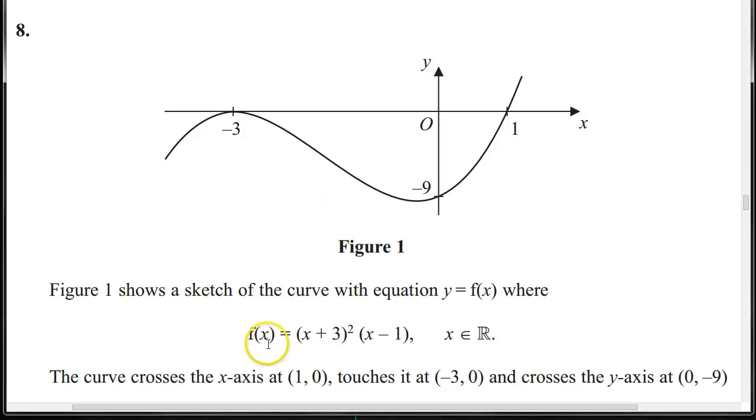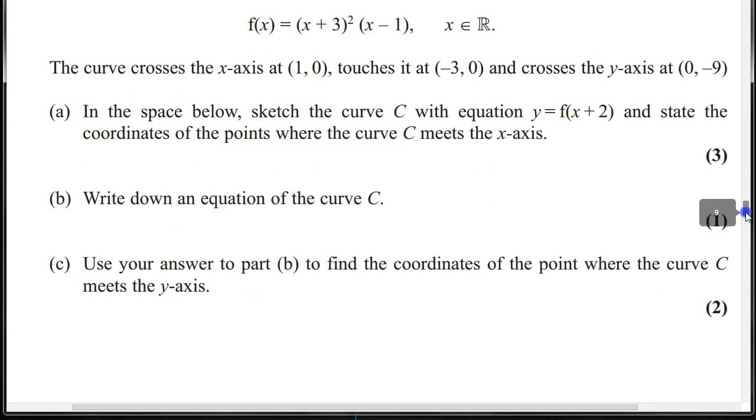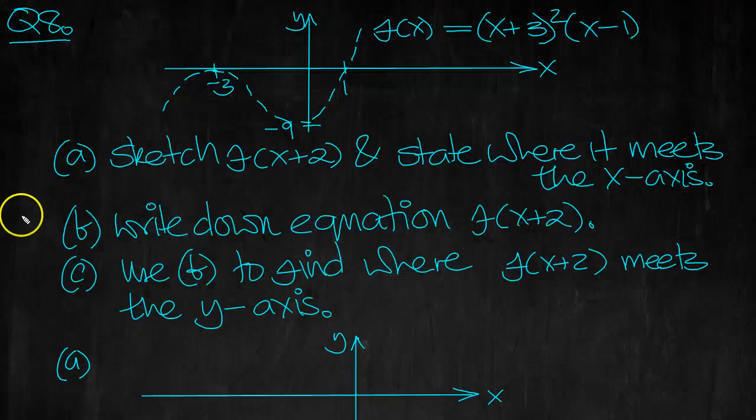Right, here's the question then, and that's the function, and here's the curve. All the information for that curve, and I'll scroll down now to the next part, and here's the questions for it. Okay, I've summarized it over the page for the solution now. So the first part is sketch f(x+2) when this is f of x, and state where it meets the x-axis. So let's have a look at this then.